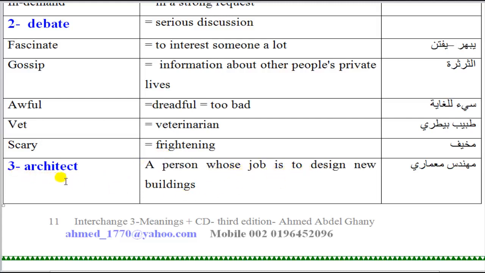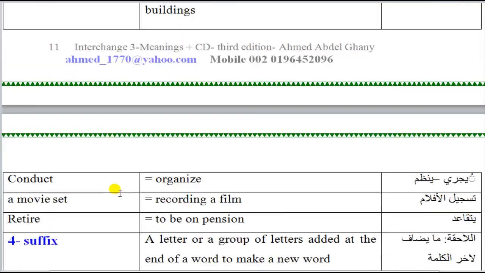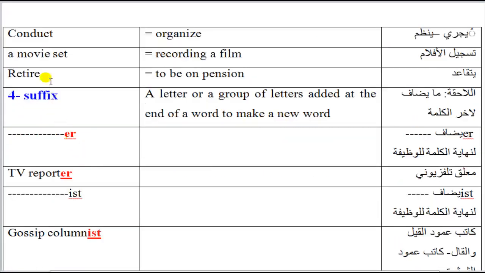3. Architect, a person whose job is to design new buildings. Design, G silent. Conduct. Verb, conduct. Organize. A movie set, recording a film, recording a movie. Retire, to be on pension. To be on pension.